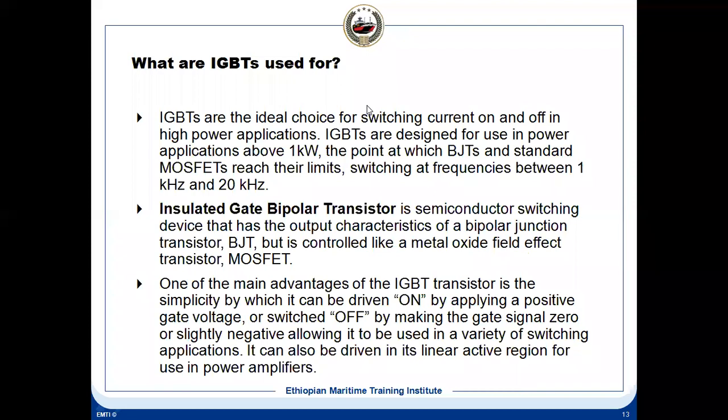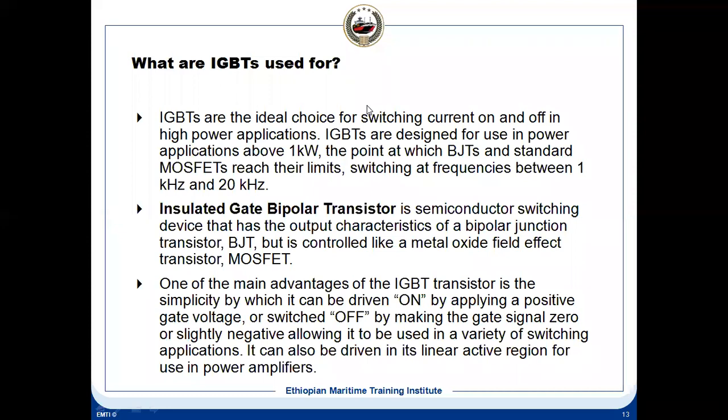Okay, so right now you must understand what the applications are. It is used for switching applications. IGBTs are designed for use in power applications above 1 kilowatt, the point at which BJT and standard MOSFET reach their limits. You see, BJT and MOSFET have very limited voltage and current ratings, whereas IGBT is rated for high voltage and high current.